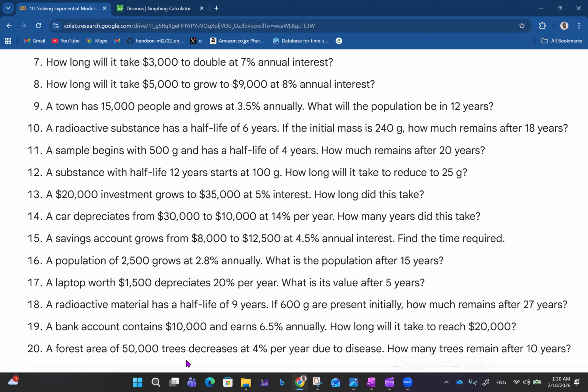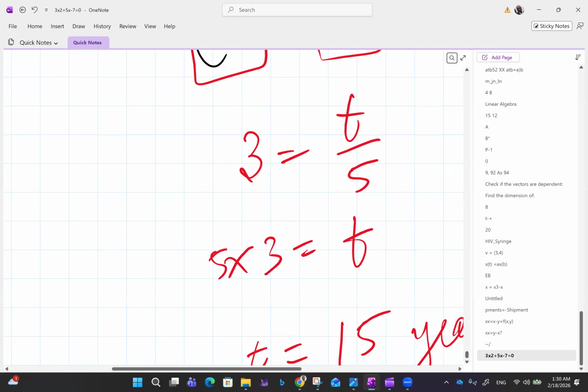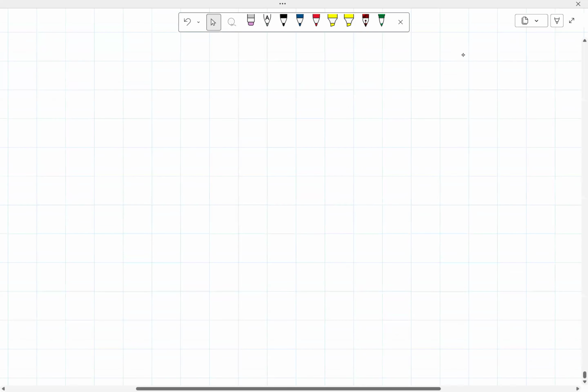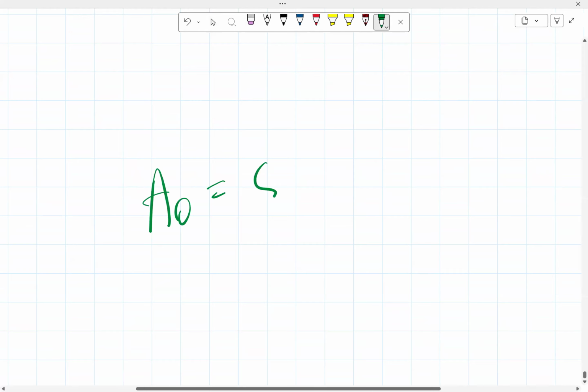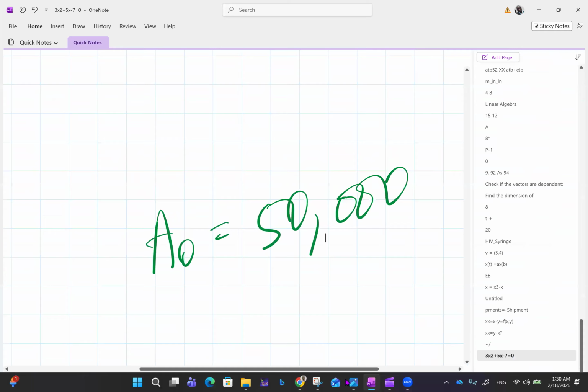That's fine. So a forest area of 50,000 trees decreases at 4% per year due to disease. How many trees remain after 10 years? Okay, maybe I should just figure this out. A forest area of 50,000 trees. Okay, that's the initial number of trees. A naught is 50,000 trees. So what else do we have?